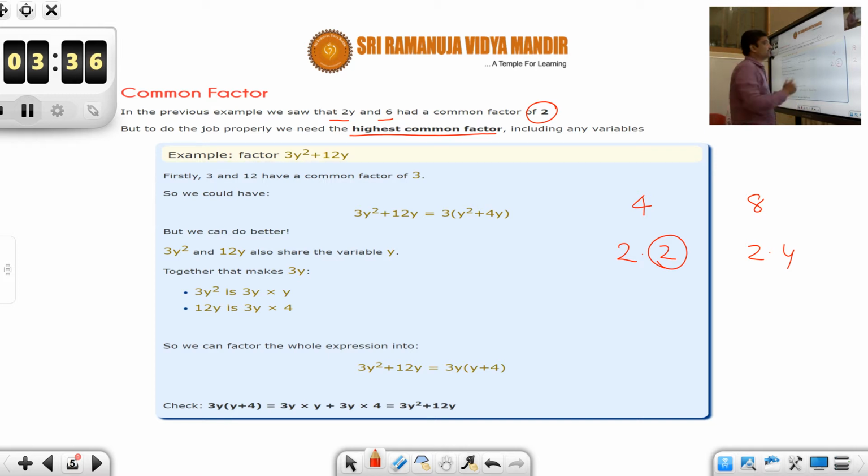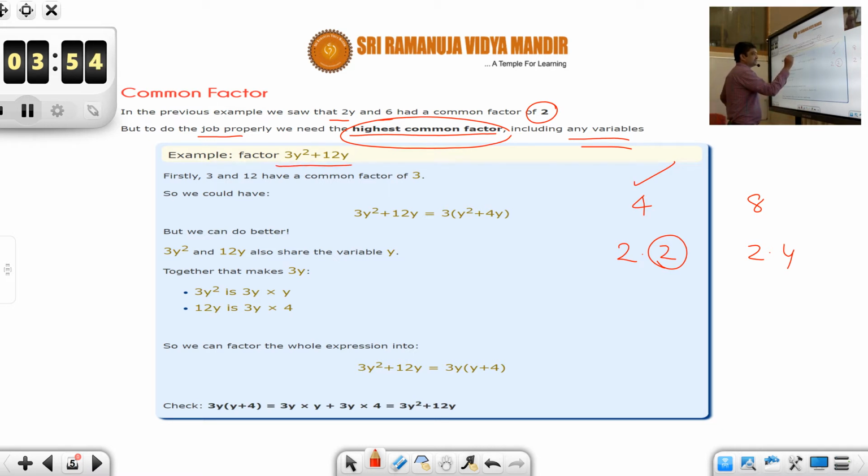So you need to repeat those steps. Instead of that, if you find the highest common factor, you can directly take out that factor as common in one step. To do this job properly, we need the highest common factor including any variables. I have explained this with respect to constant numbers, and the same thing we need to do with variables.